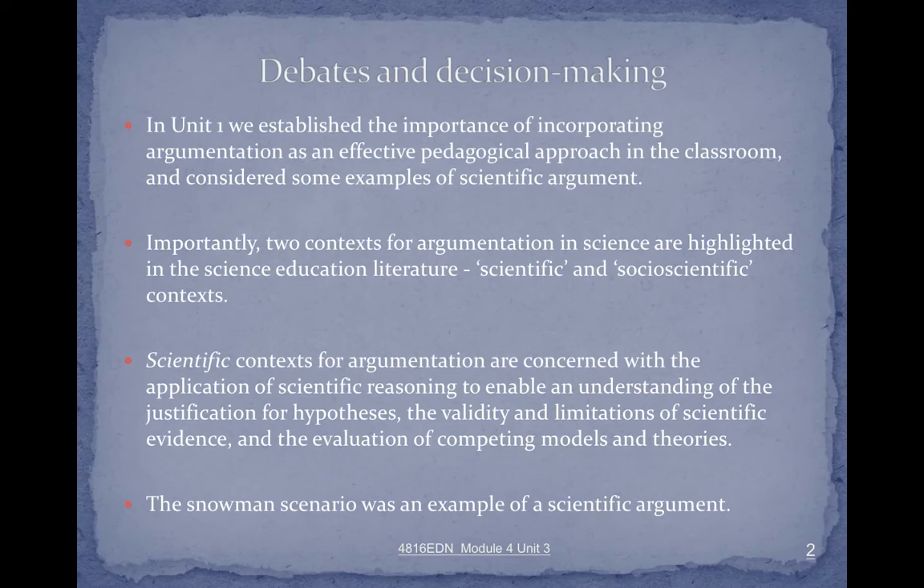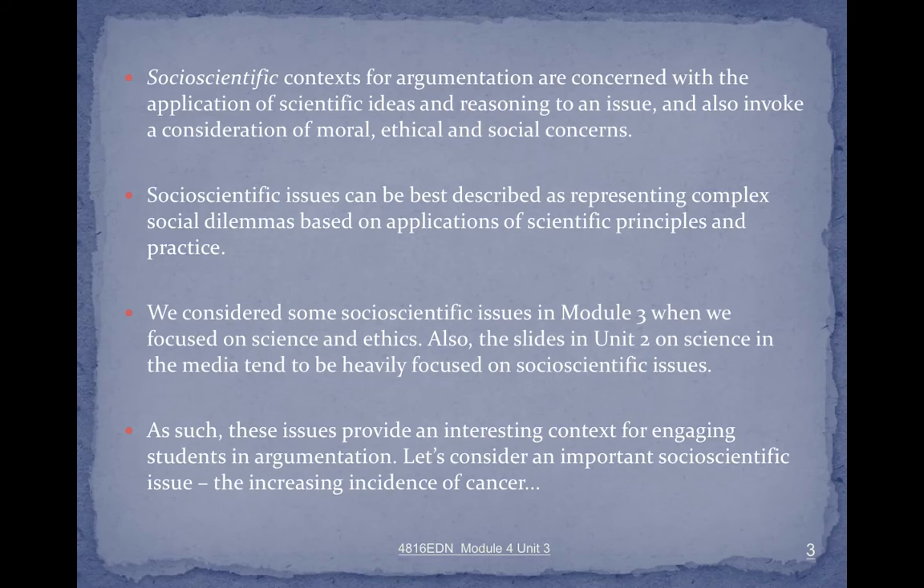Whereas the bulk of arguments in science concern socio-scientific issues within the public arena, which invoke a consideration of a number of other factors. So socio-scientific contexts for argumentation are concerned with the application of scientific ideas and reasoning to an actual issue. And they also invoke a consideration of moral, ethical, and social concerns. So they're much more complex than our scientific ones, because although we're looking at scientific evidence and ideas, we also have to consider a number of other concerns. So they're complex social dilemmas based on applications of scientific principles and practice.